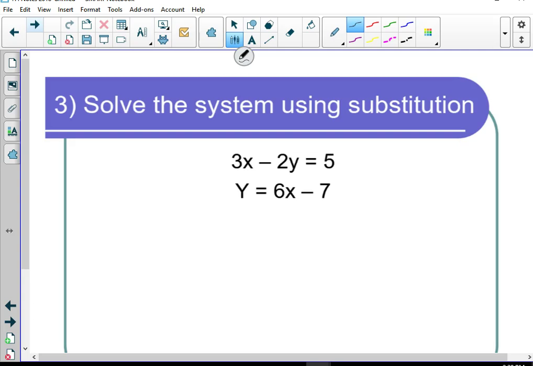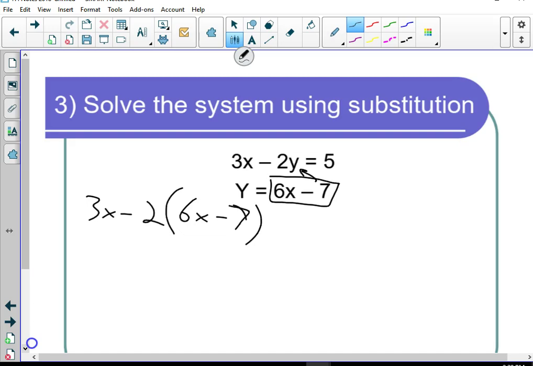This one, again, is an easy one. It's already solved for y. I'm just going to plop that in right there. So all I do is write 3x minus 2. Now you got to be careful with this. Notice there's that 2 there. When we throw in the 6x minus 7, we can't do this. Because what is that? Is that 26 now? Is it 2 times 6? No. You've got to put in parentheses. Whenever there's a coefficient, you've got to put it in parentheses.